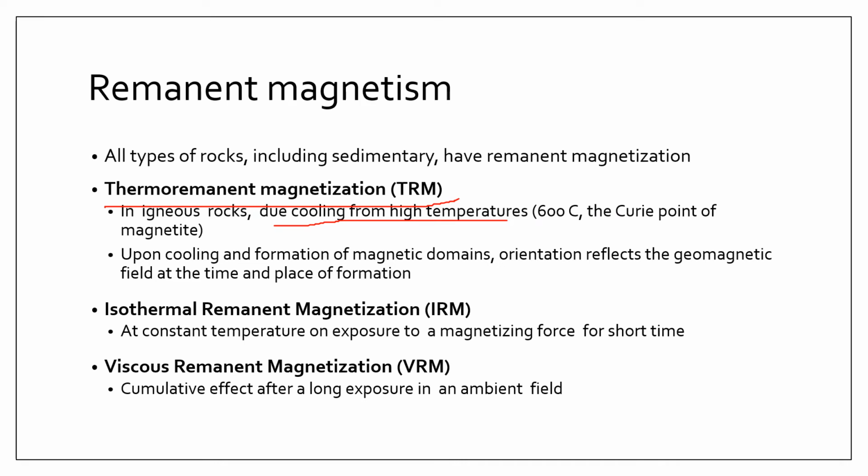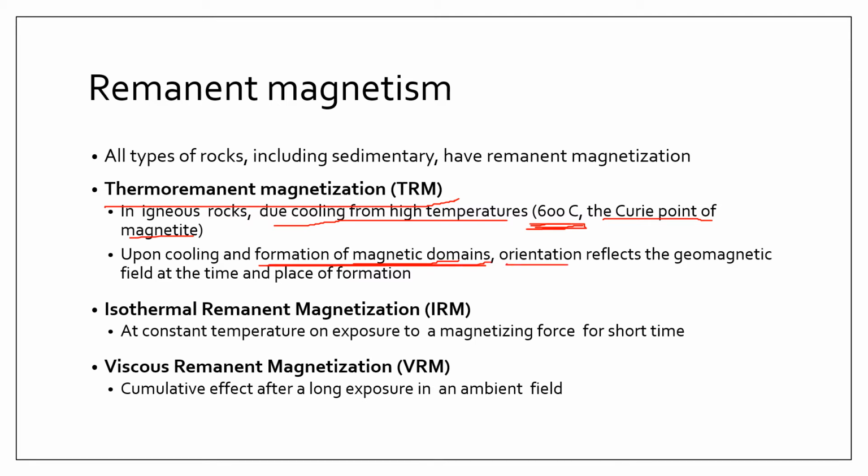Okay. So what happens here is when a magma is cooling down, the threshold temperature is approximately 600 degrees Celsius, which is the Curie point of magnetite. So once your rock or your magma hits 600 degrees Celsius or cooler, it actually starts forming magnetic domains. Okay? Particularly if your rock contains magnetite, titanomagnetite, or ilmenite, or other ferromagnetic minerals. So it starts to form magnetic domains.